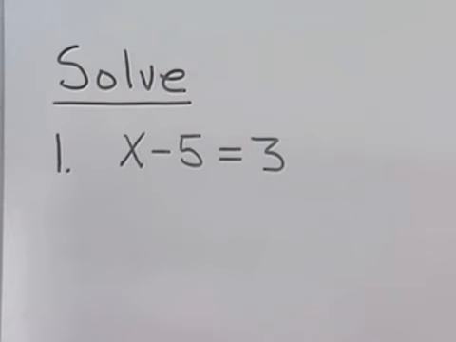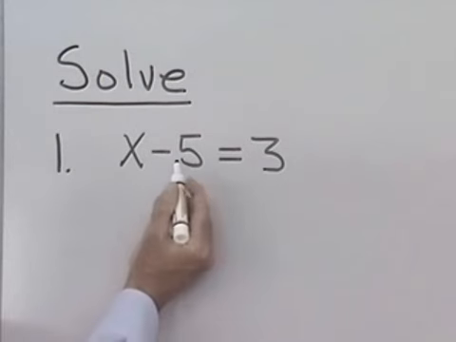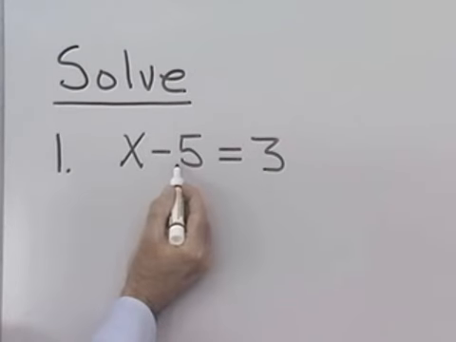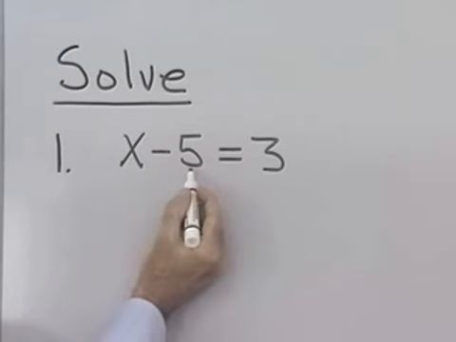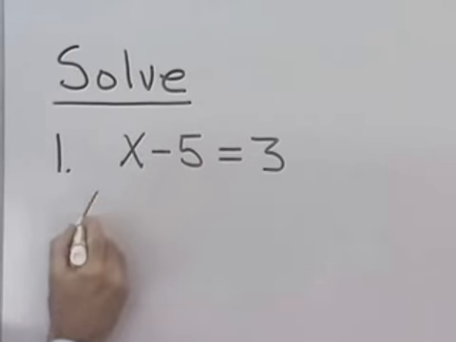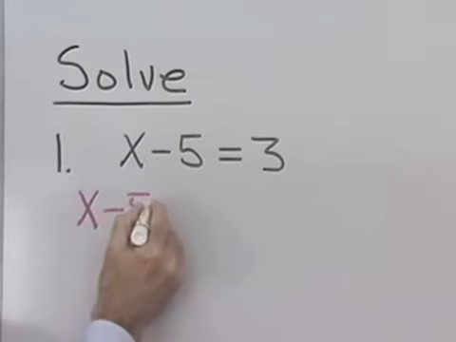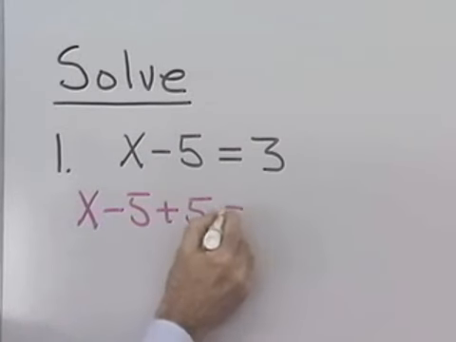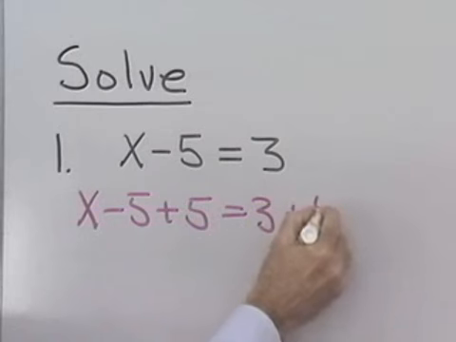I have x minus 5 is equal to 3. What I want to do is solve this for x. So I want x by itself. What I'm going to do is add positive 5 to both sides of the equation, and that way negative 5 plus positive 5 will be 0. So x minus 5 plus 5 is equal to 3 plus 5.